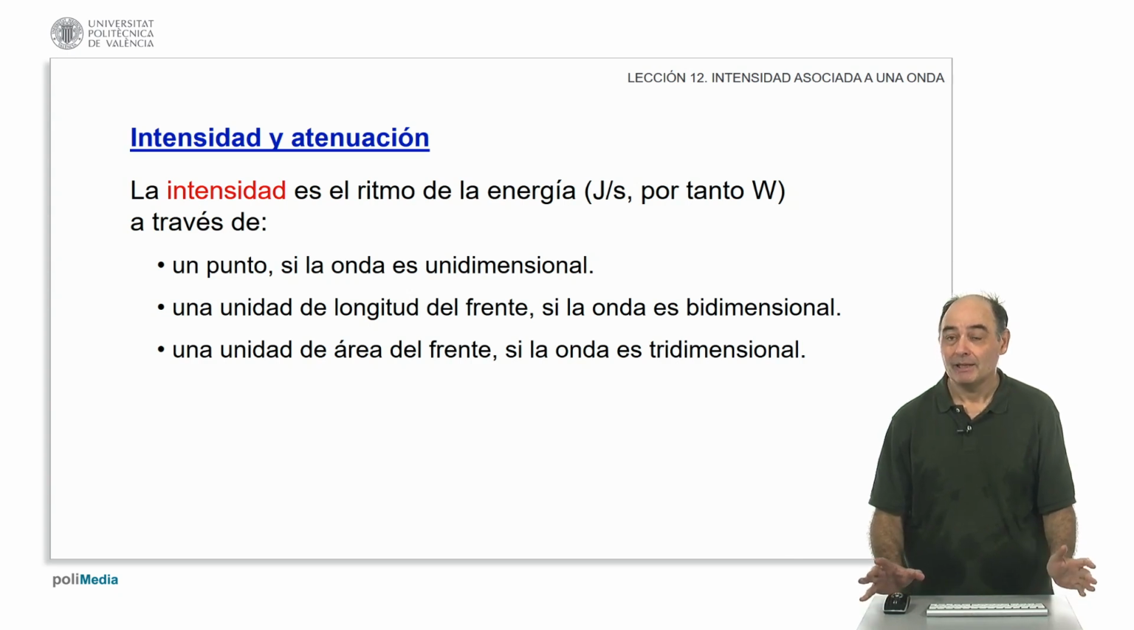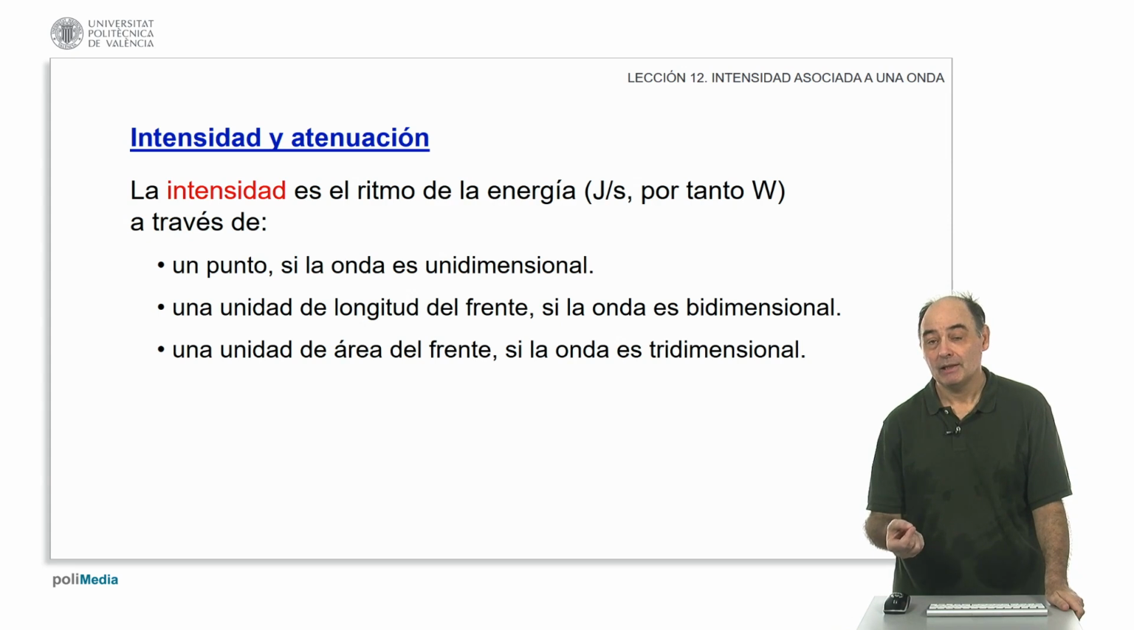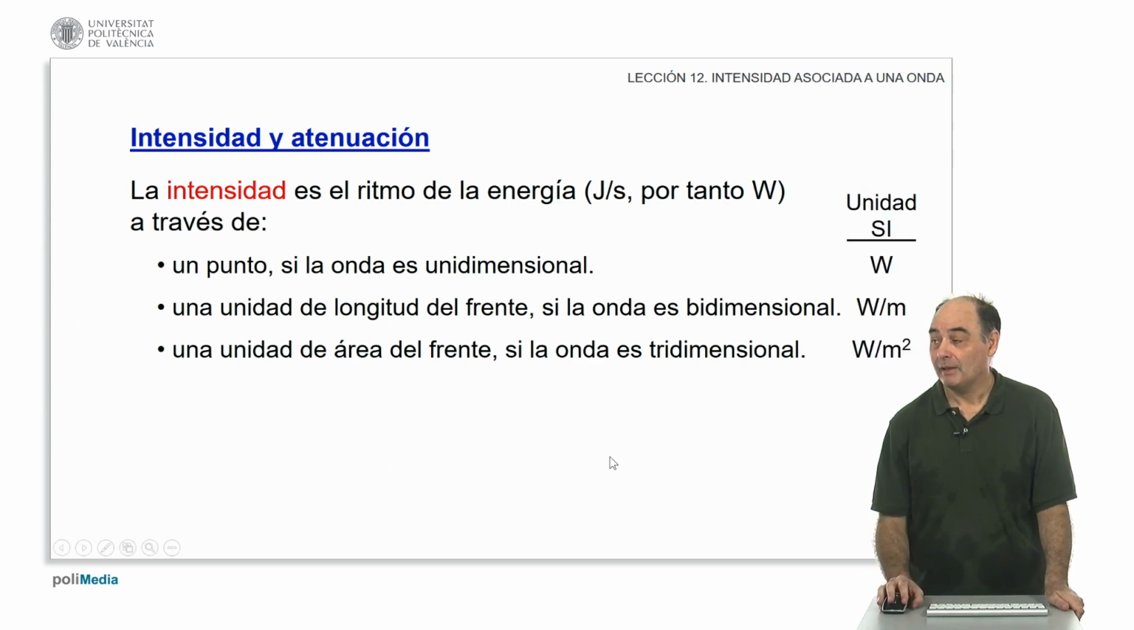What is intensity? Definition: it is the rate of energy, joules per second, watts accordingly, passing through each front element. In the case of one-dimensional waves, per point. In the case of two-dimensional, per unit length. In the case of three-dimensional, for each unit of surface area of the corresponding front. Obviously, the unit also depends. In the first case, the intensity is measured in watts itself. In the second, in watts per meter. In the third, in watts per square meter.